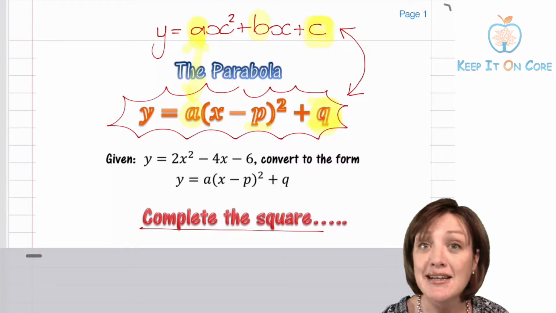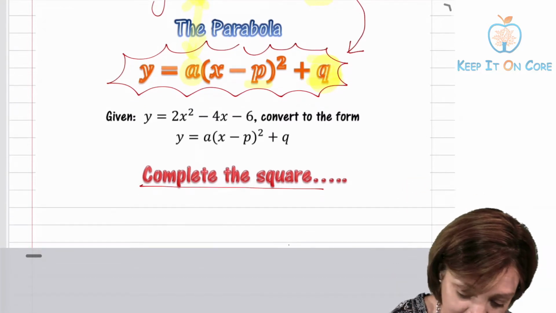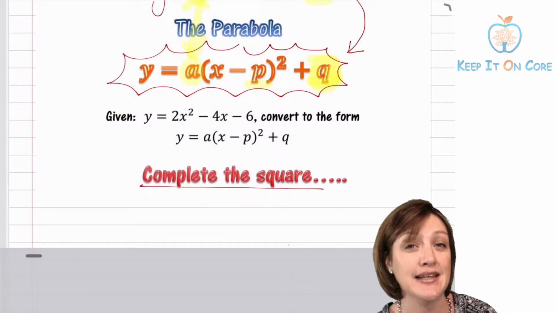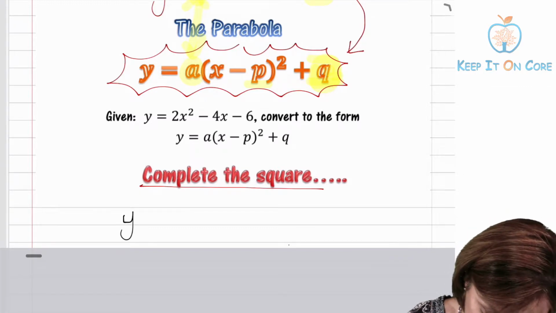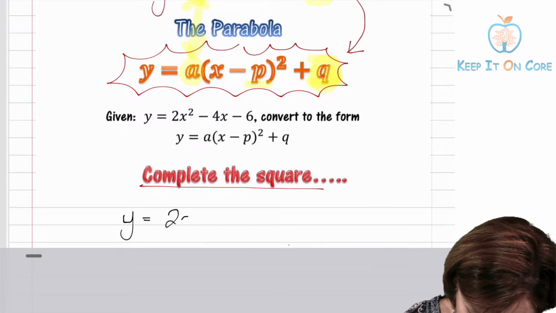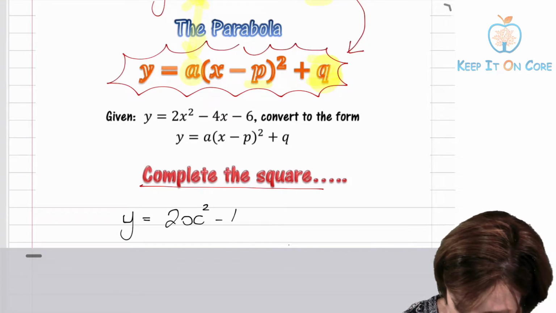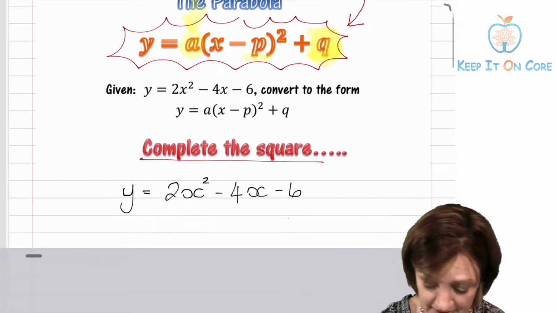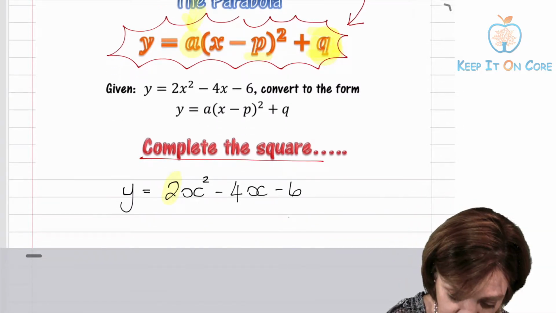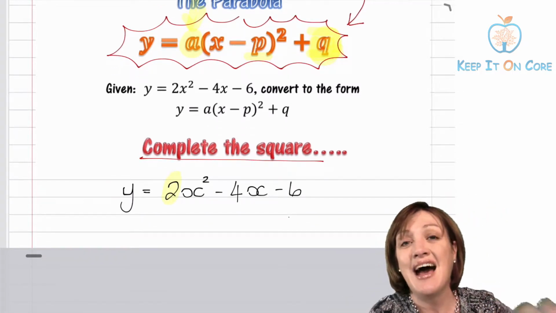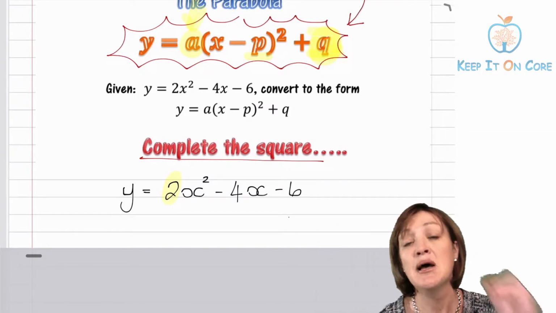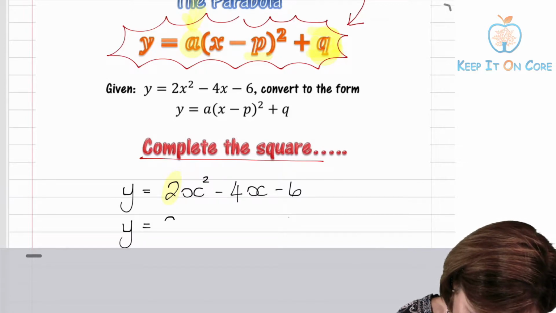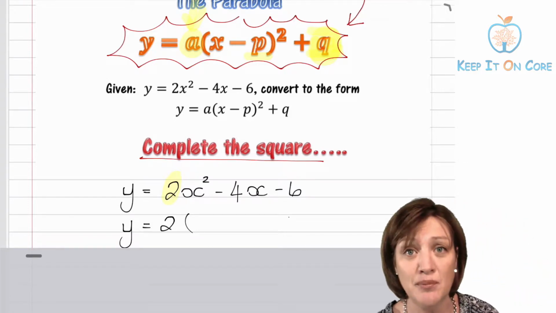But let's start right at the beginning. We are going to complete the square and convert from one standard form into the other. Completing the square is a very step-by-step process, and we're going to use the example 2x² − 4x − 6. The first step is that if you have a coefficient in front of your x², you need to take it out. You divide each of your terms by that coefficient and put it outside of the brackets.